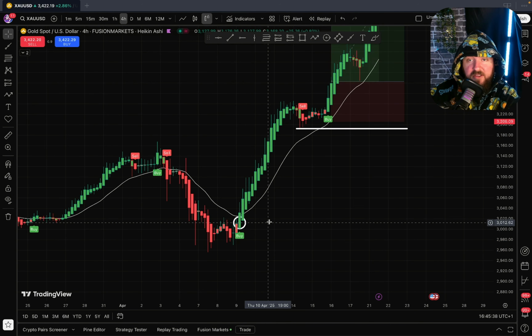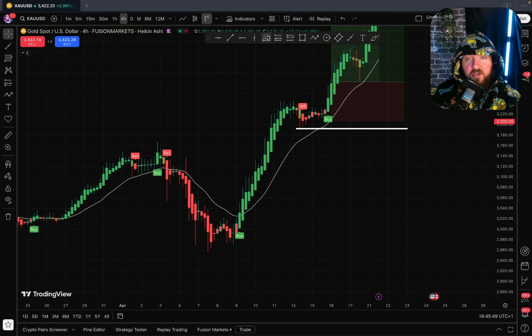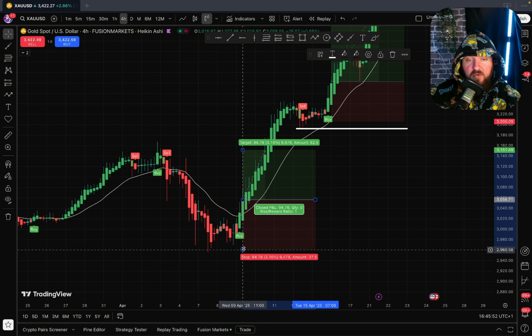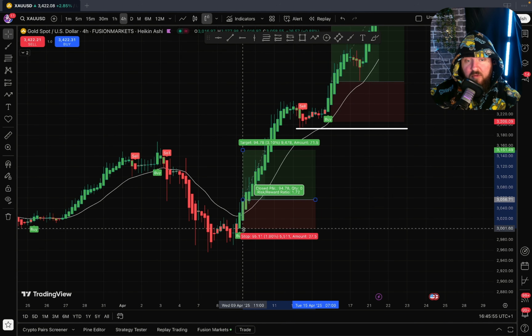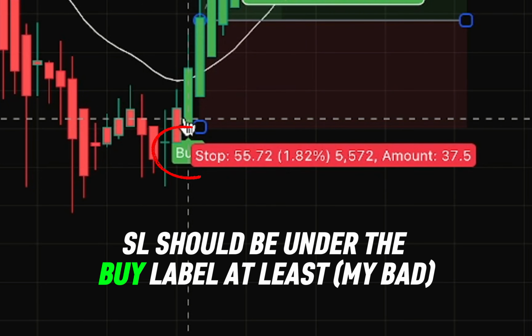That's one confirmation. The next confirmation is: is the next candle bullish, and is it above the EMA? Next candle's bullish and above the EMA, so we get in when that closes. Stop loss goes below structure, or below the EMA and the entry candle, okay? The buy signal candle. Boom.